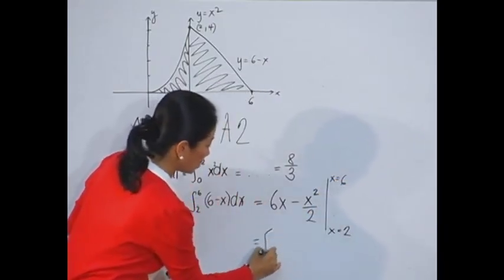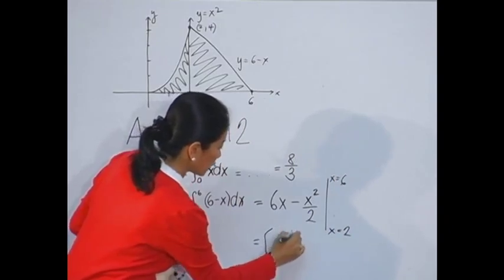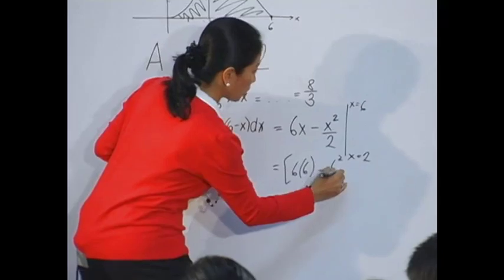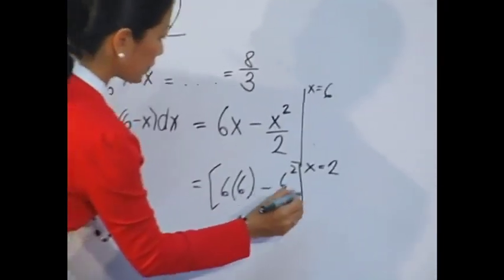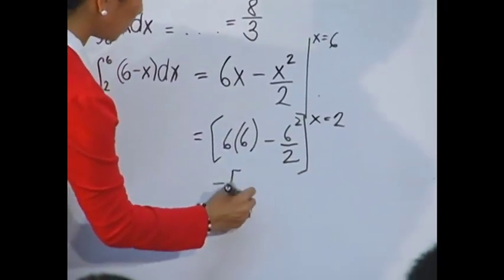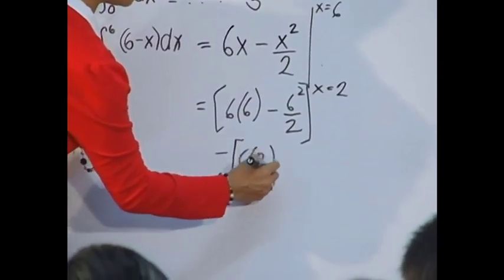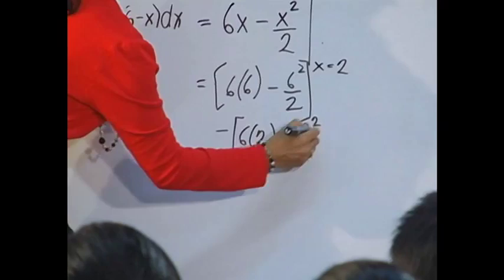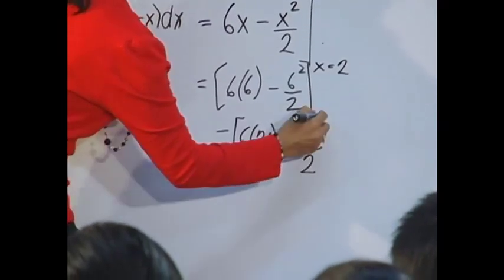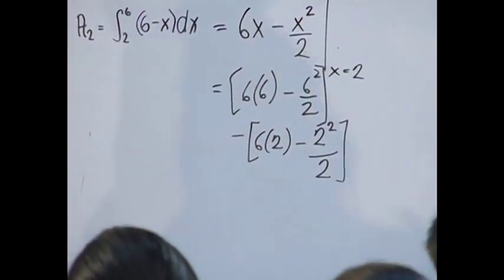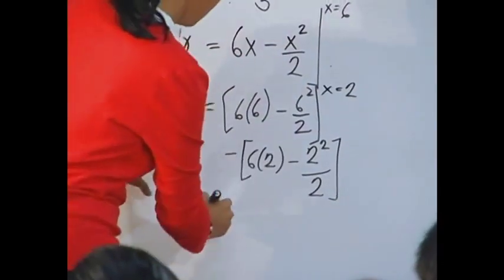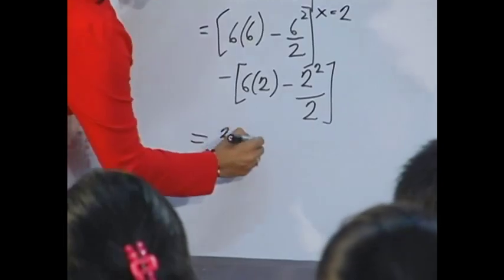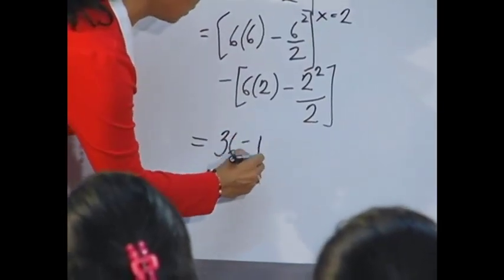So you want 6 times 6 minus 6 squared over 2, minus 6 times 2 minus 2 squared over 2. Okay? We continue. We have 36 minus 36 over 2, 18.